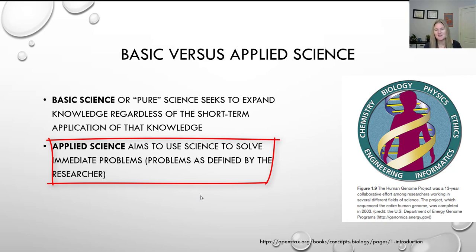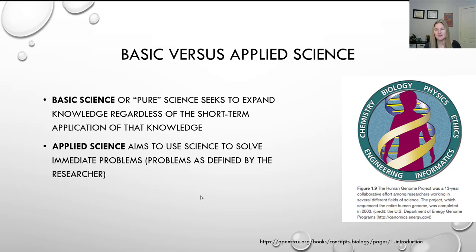It aims to use science to solve immediate problems, something that's been defined by the researcher. So for example, if a huge snowstorm blew through, and it happened to be nesting season, it could have blown baby squirrels out of their nest. And so I might use science to figure out how to keep these little babies alive without their mom for a little bit of time, to rehabilitate them to the point where they can survive on their own. So I'm using applied science in that sense. I have a problem and I'm trying to solve it, and I'm using science to solve it.